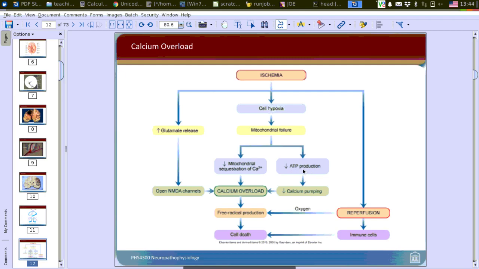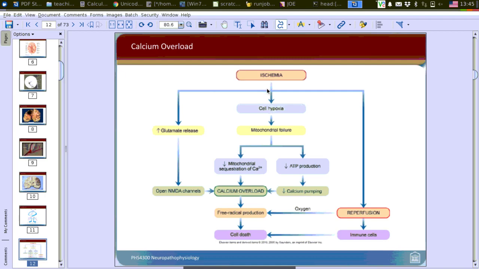And this energy is very important for removing calcium from within the cell. Calcium is a second messenger which triggers a lot of chemical reactions. So it's important to remove the calcium. But in this case, it won't be able to because it lacks the ATP to remove it. So calcium will accumulate and produce an overload. The mitochondria also has the function of sequestering calcium, that is to remove calcium. So if it can't do that, that also leads to calcium overload.